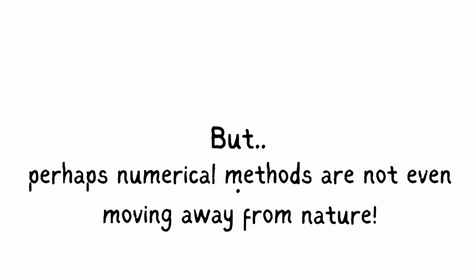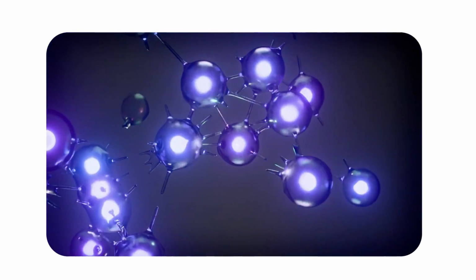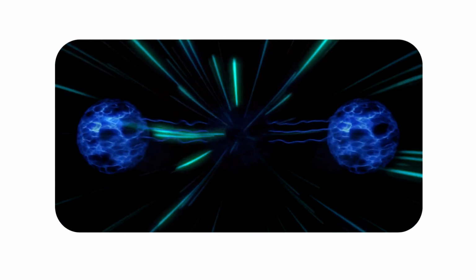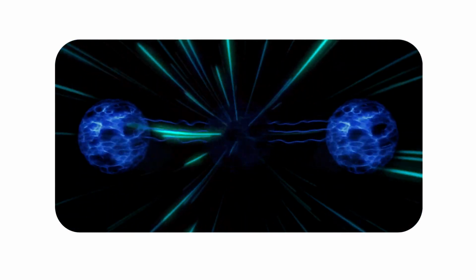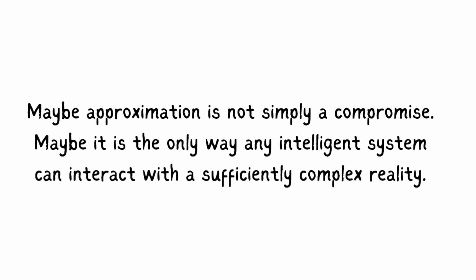But perhaps numerical methods are not even moving away from nature. Because when we look deeply into the universe, reality itself already appears discretized. Matter is made of atoms, and energy is actually quantized. So perhaps the universe was never perfectly continuous to begin with. And this leads to a fascinating philosophical question. Maybe approximation is not simply a compromise. Maybe it is the only way any intelligent system can interact with a sufficiently complex reality.